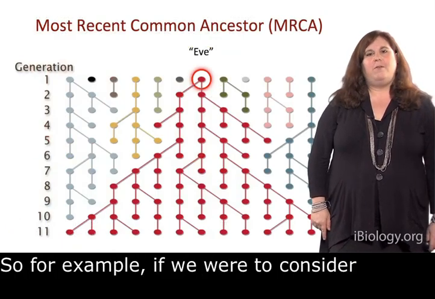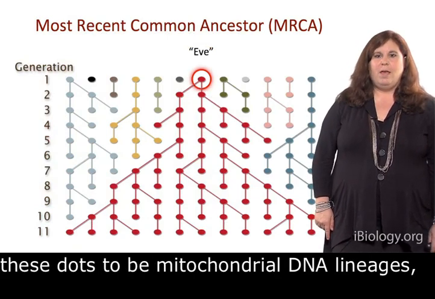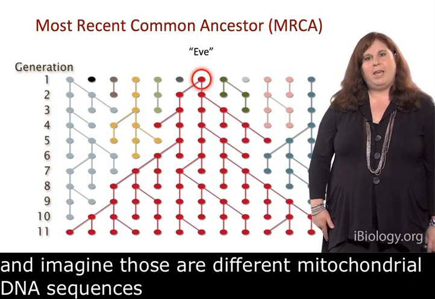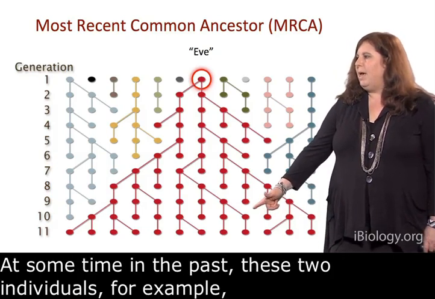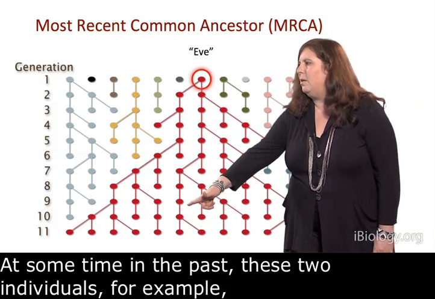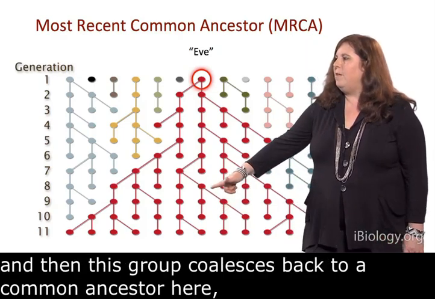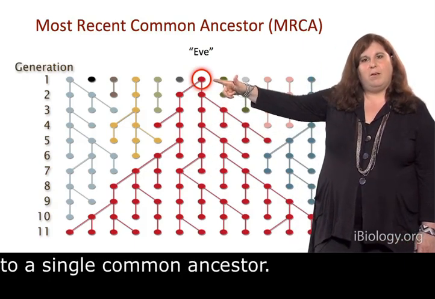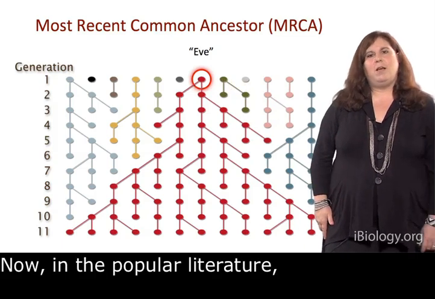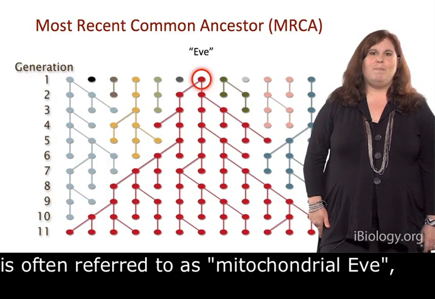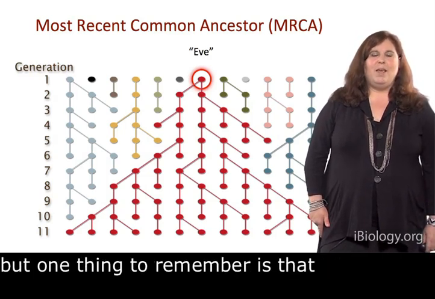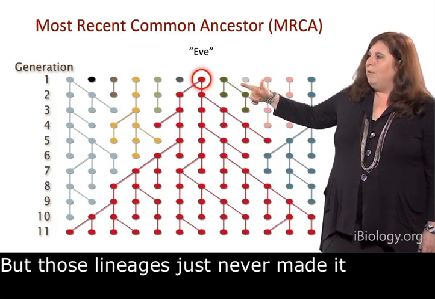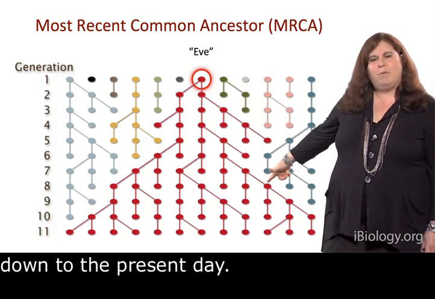So for example, if we were to consider these dots to be mitochondrial DNA lineages, let's start at generation 11 at the bottom, shown by the red dots. And imagine those are different mitochondrial DNA sequences from different individuals. At some time in the past, these two individuals, for example, coalesce back to a common ancestor. And then this group coalesces back to a common ancestor here. And ultimately, they all coalesce back to a single common ancestor. Now, in the popular literature, the single common ancestor for mitochondrial DNA is often referred to as mitochondrial Eve. But one thing to remember is that Eve was not alone. She lived within a population, as we can see here by the other colors. But those lineages just never made it down to the present day.